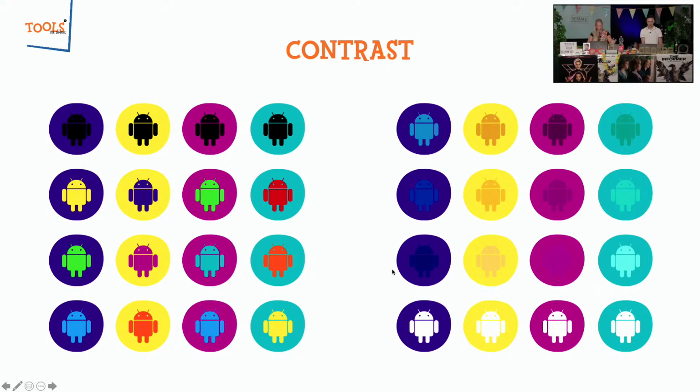Complementary colors are, for example, orange and blue, yellow and purple. They fit really well together. But the colors that are close to each other, like the ones you see in the rows over here, make it very difficult to see what is actually in the circle. So try to prevent using those kinds of combinations if you have something on the foreground and the background.